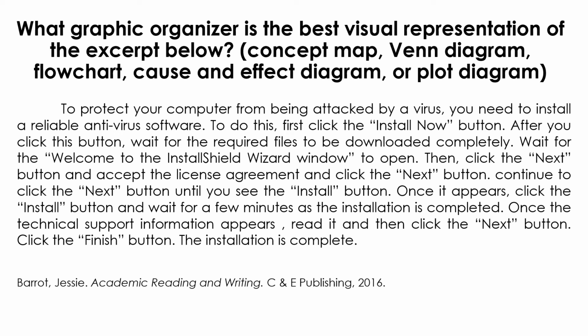To do this, first click the Install Now button. After you click this button, wait for the required files to be downloaded completely. Wait for the Welcome to the Install Shield wizard window to open. Then, click the Next button and accept the license agreement, and click the Next button. Continue to click the Next button until you see the Install button.